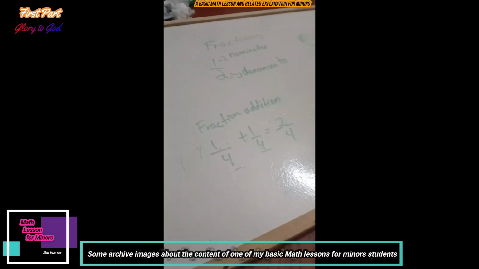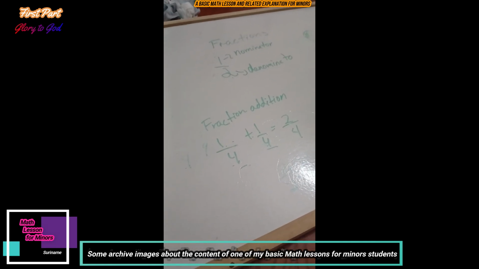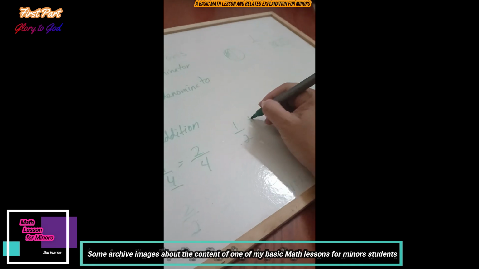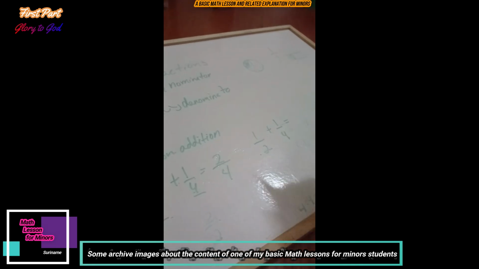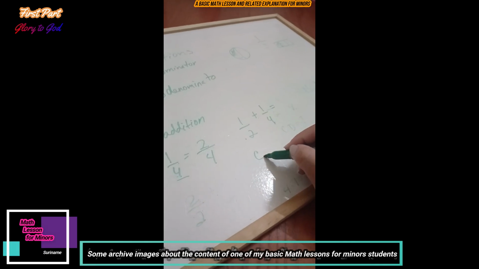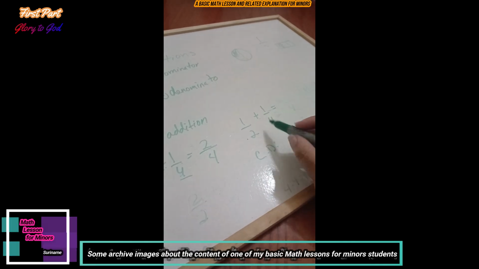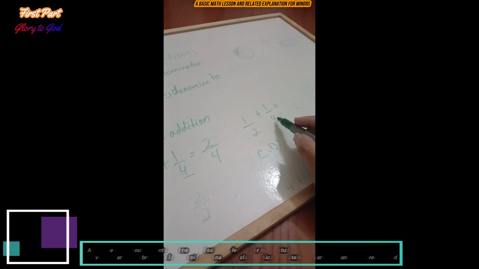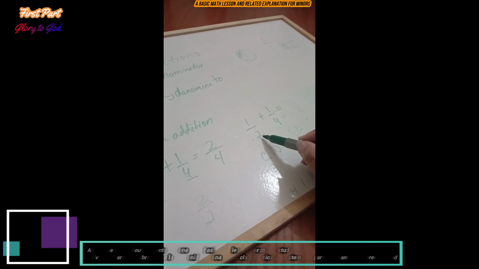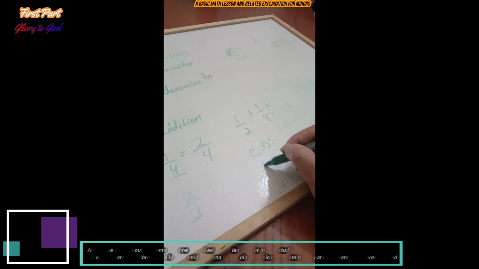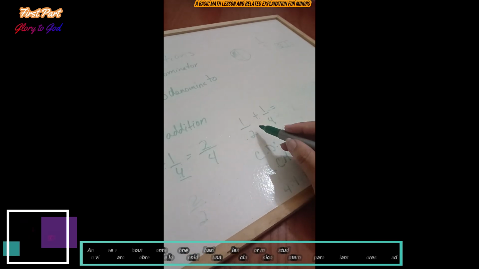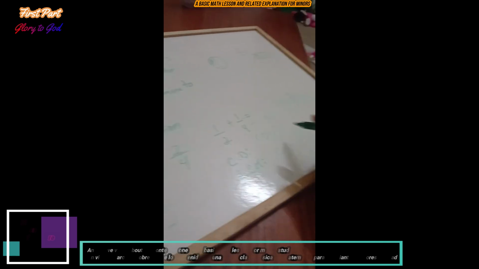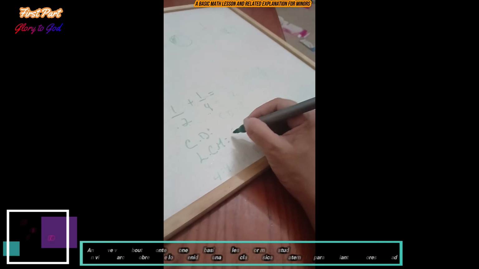So what happens if you have different denominators? 1/2 plus 1/4: you have to find a common denominator between 2 and 4. And to find the common denominator between 2 and 4, you have to find the least common multiple. And the least common multiple of 2 and 4, you do like this. You go to the timetable.